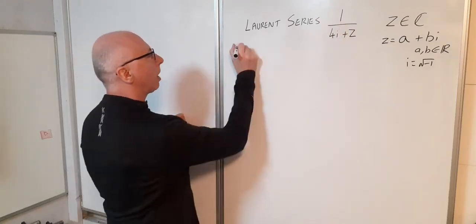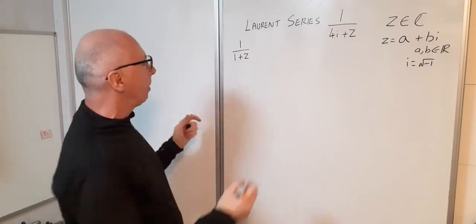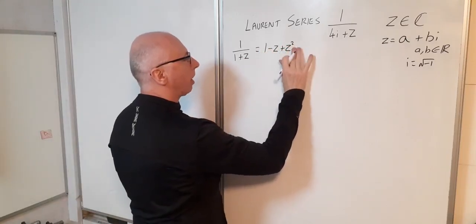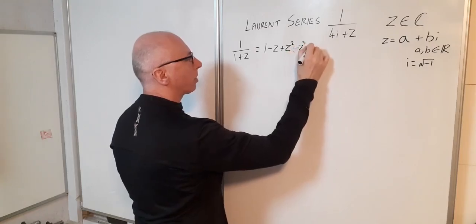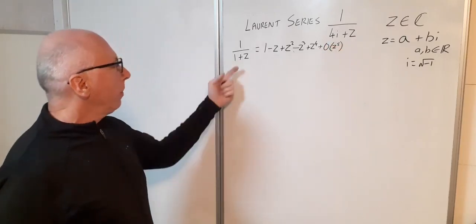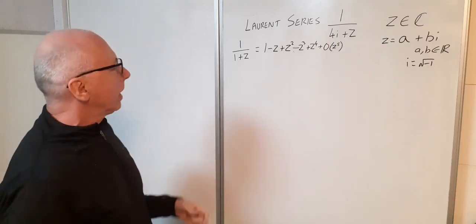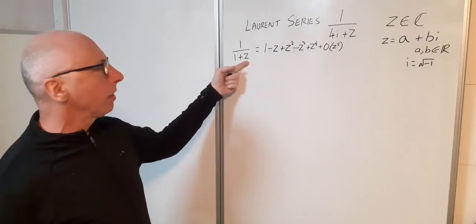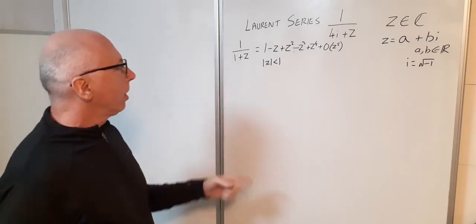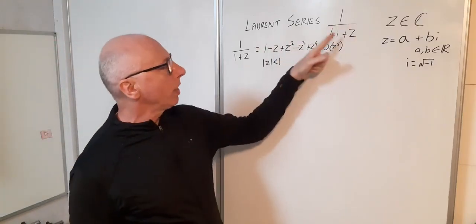Now the one that springs to mind is 1 over 1 plus z. Now this one is an alternating power series, and it's 1 minus z plus z squared minus z cubed plus z to the 4, and so on. So with that as my base, I'm going to use that to try and convert this into a Laurent series. Now here, my radius of convergence, which is very important in all of these, is absolute value of z is less than 1. So this is my building blocks to try and get to my Laurent series format for this.